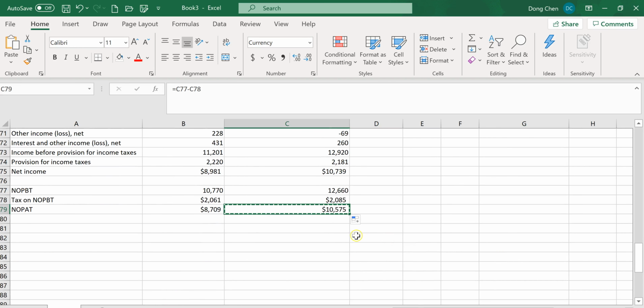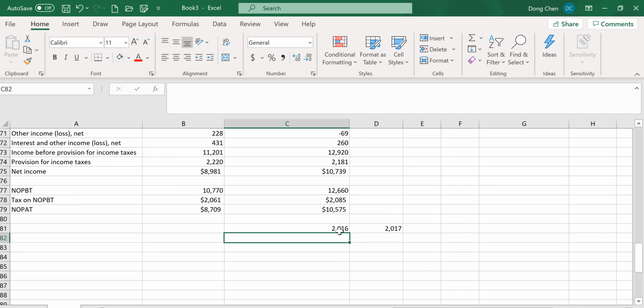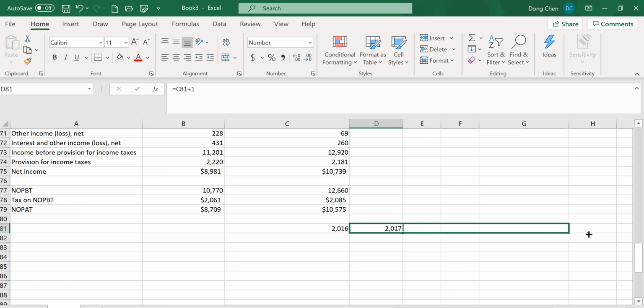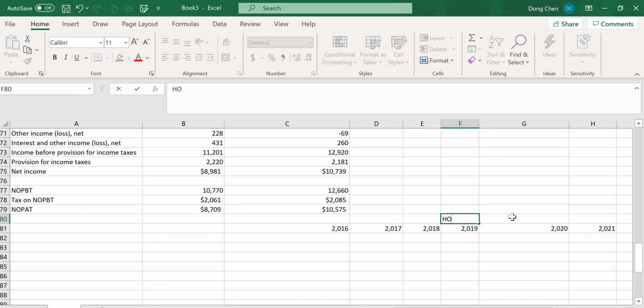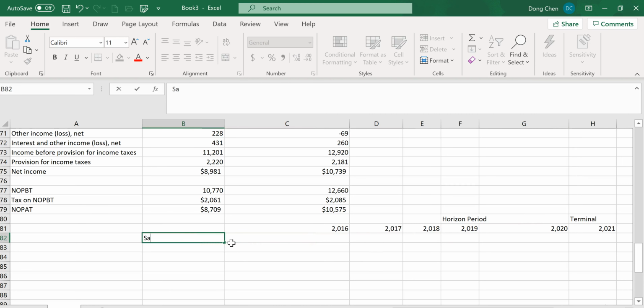So to do that, let me first put the year number, right? This is 2016, and the next year is this year number plus 1. So then I can drag the cell to the right. So this is basically the horizon period, and this is terminal, right? So for 2016, I need to have sales with 2 places and sales with 0 places, right? And then NOPAT and NOA, basically.